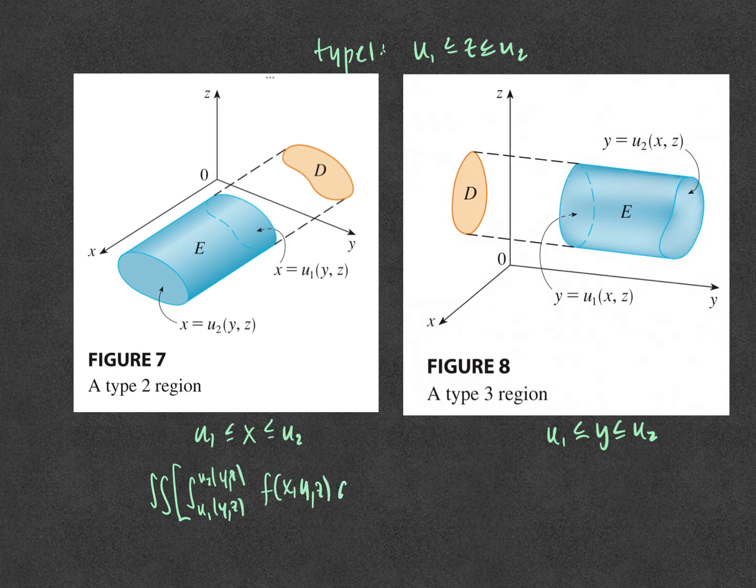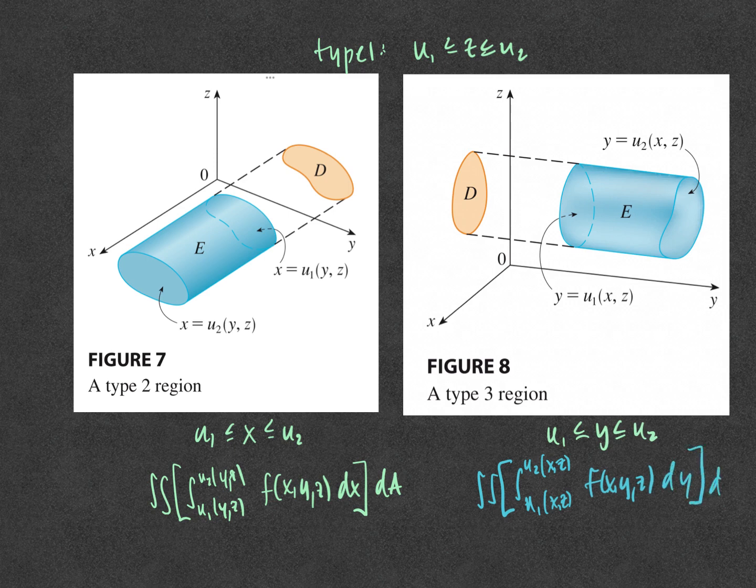And then you would have dx, and then you would do dA in terms of y and z accordingly. And in the second one, we'd have our double integral, and then our triple integral would be from u1 in terms of x, z to u2 in terms of x, z of f of x, y, z dy, and then you would have the area, and you would use your x and your z accordingly.